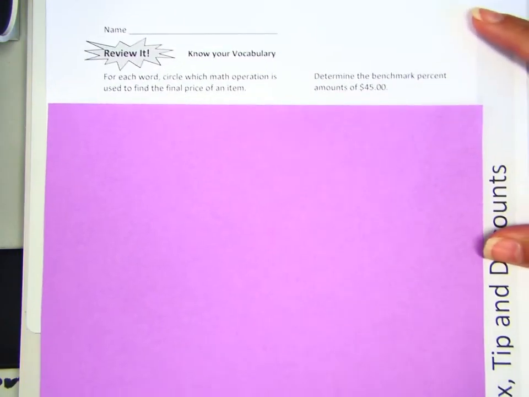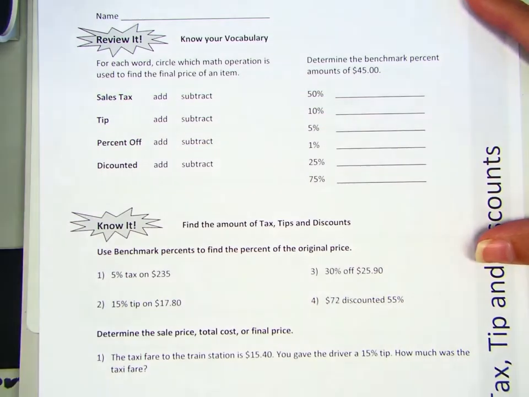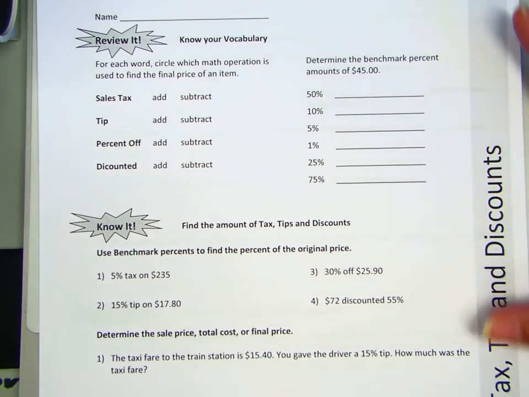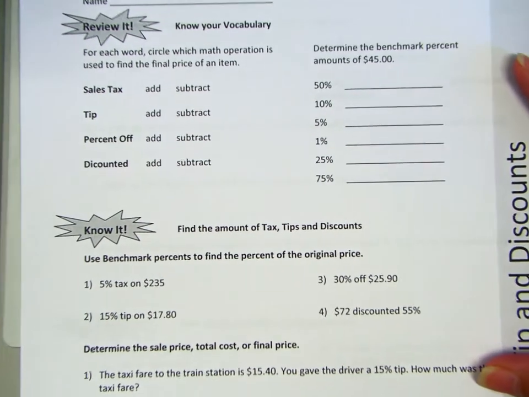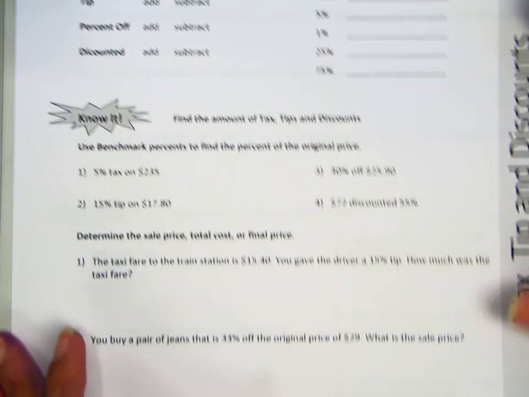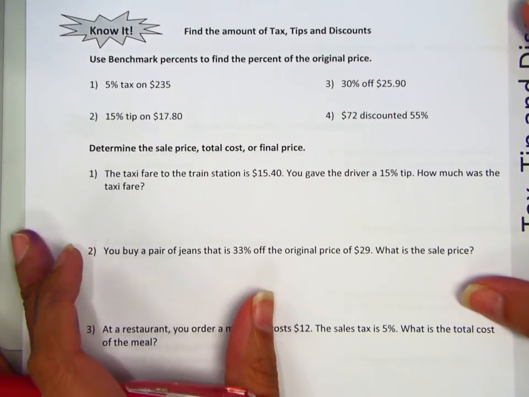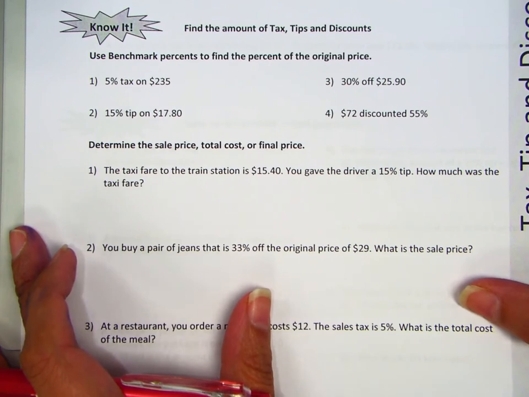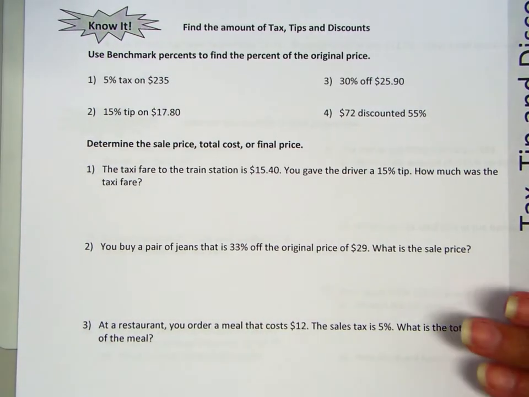Make sure that you complete the review it section. We need to know this information. It's kind of like a warm-up so that we will be able to do the know it section. Once you've completed the review it section, let's find out what we need to know about tax tips and discounts.